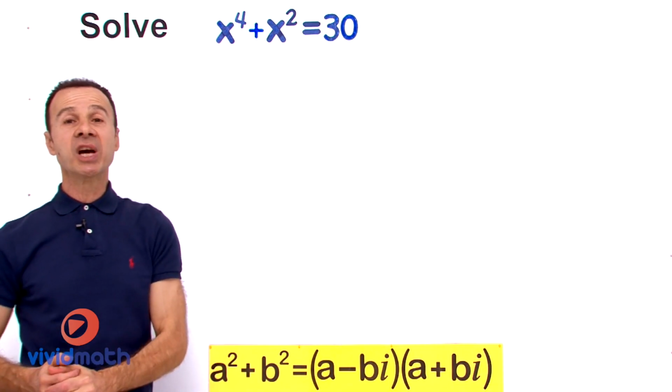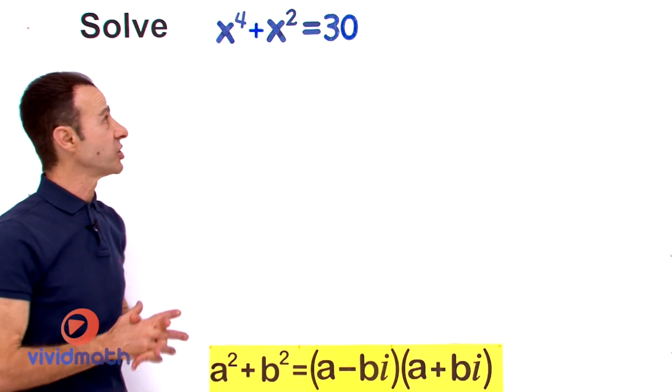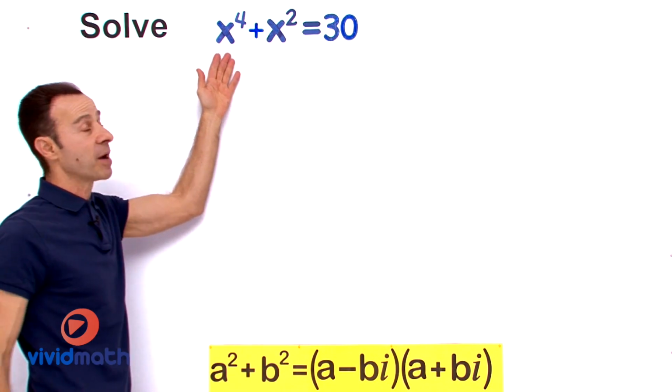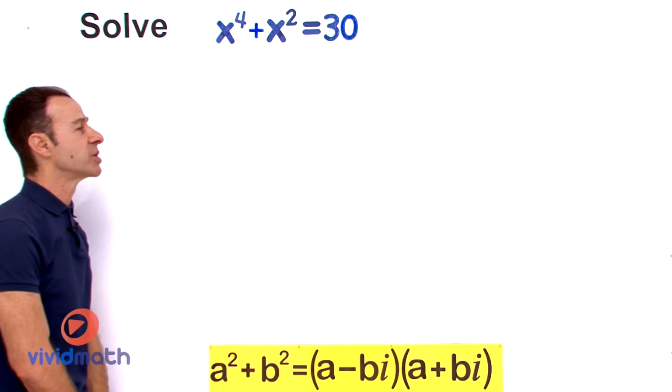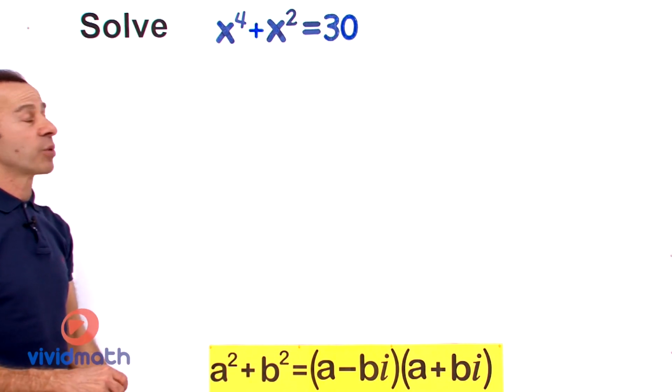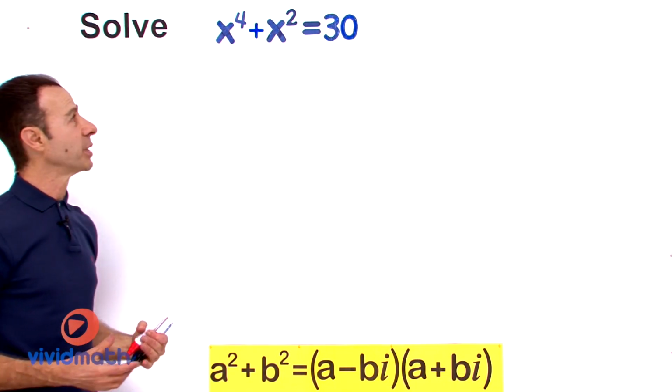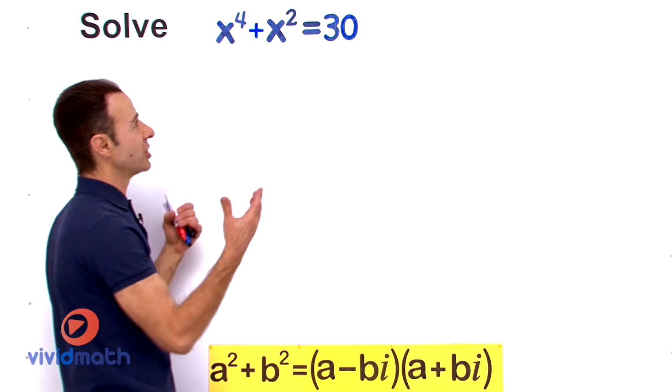Okay, we're solving equations with complex solutions. In this instance, we have x to the power 4 plus x squared equals 30. What we want to do is solve this, and one of the best ways to do this is by bringing everything over to one side because it is an equation.